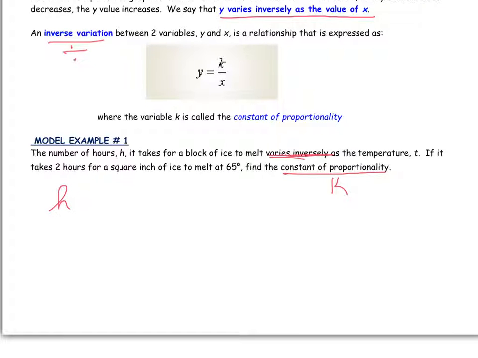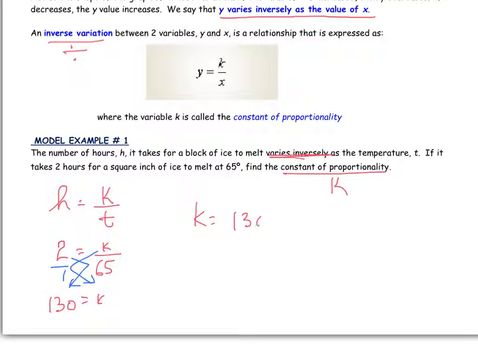So let's go. H, and it varies inversely, so K goes on top, T goes on the bottom. Now it says that hours is 2, K we don't know, and it melts at 65. So we can create a proportion here. Not bad. So we could do our cross multiplication. 2 times 65 is 130, and K times 1 is equal to K. So K is equal to 130, and that's our final answer.